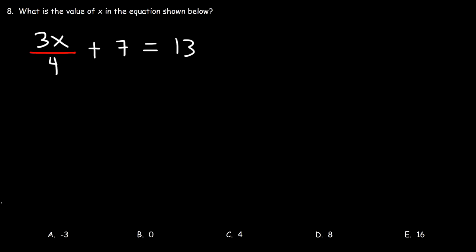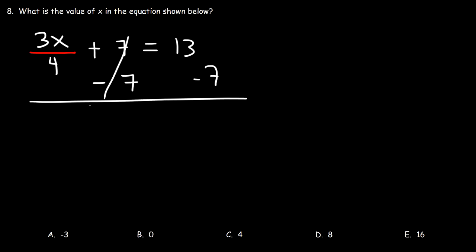Number 8. What is the value of x in the equation shown below? So what do you think we need to do? So we got to get x by itself, ideally on the left side. So let's get rid of the 7. The opposite of addition is subtraction. So let's subtract both sides by 7. 7 minus 7 is 0. So on the left side, we're just going to have 3x over 4. And on the right side, 13 minus 7 is 6.